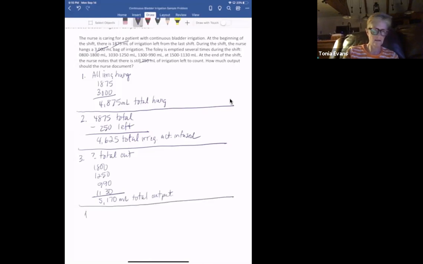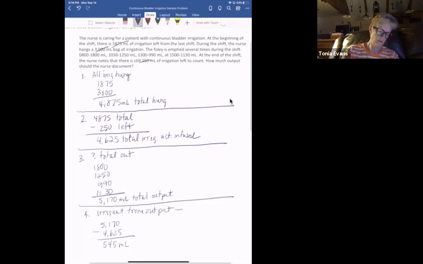Last but not least, we need to subtract the irrigation from the output. So our total output was 5,170 minus 4,625. And that leaves us with 545. That's a little sloppy, be nice if you could read that. 545 milliliters of total urine output.